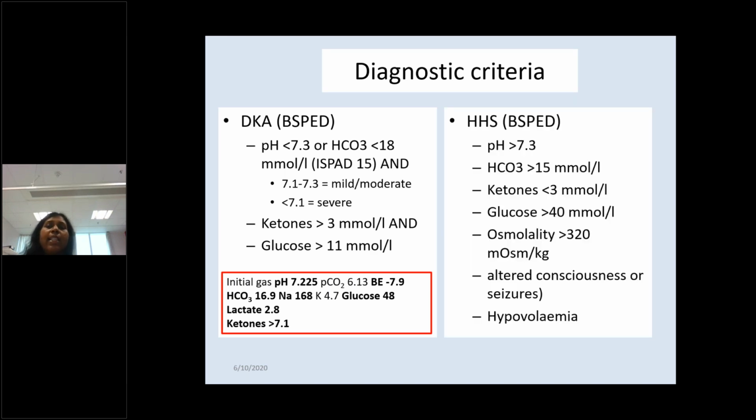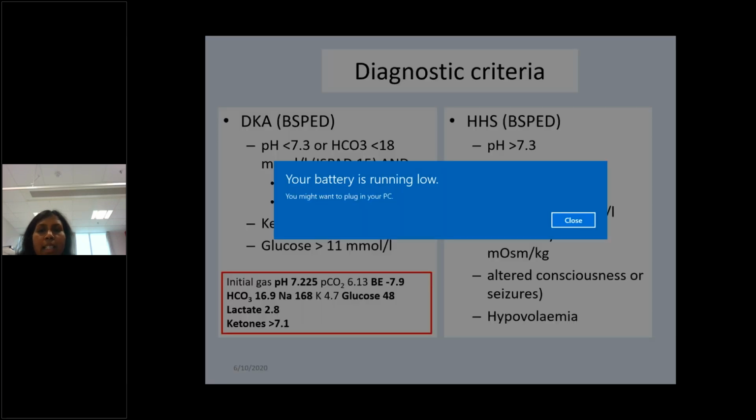And then let's look at the HHS here. So the pH for HHS should be more than 7.3. So this child had a borderline pH, and the bicarb should be more than 15. So she passes that criteria. Oh dear.